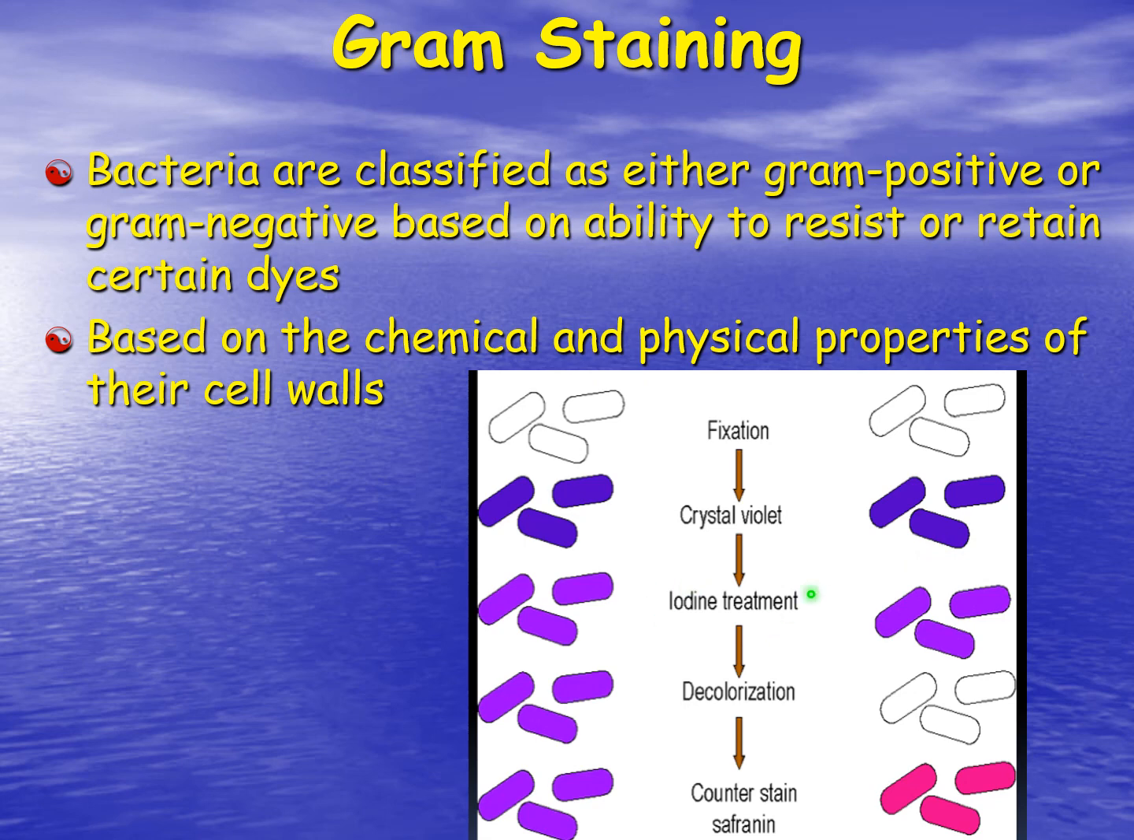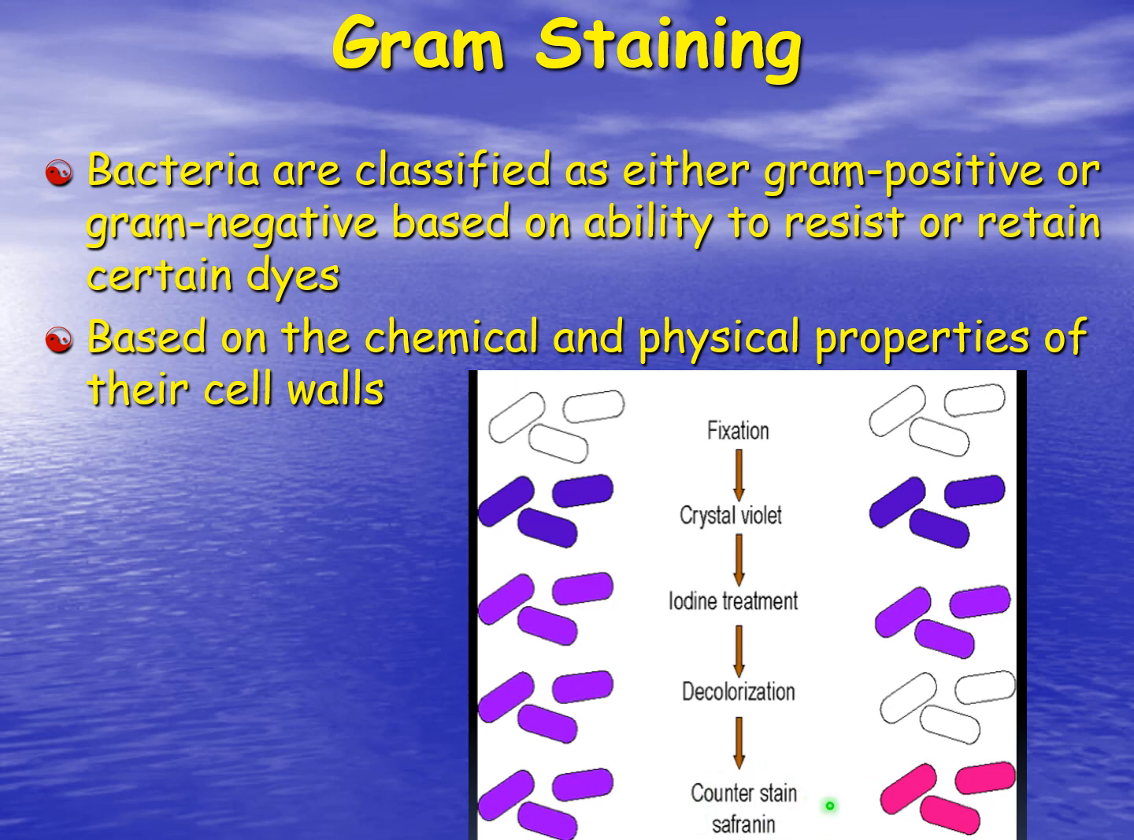We then will add iodine. Iodine is what we refer to as a mordant. A mordant highlights the primary stain. Iodine, even though it does have a color to it, will not add any color. And so still everybody will be purple at the end of the iodine step. The critical step of gram staining is the decolorizing step. We use a 50% acid alcohol solution, and what we'll see is that some of these bacteria will retain the crystal violet while others actually will lose the crystal violet.